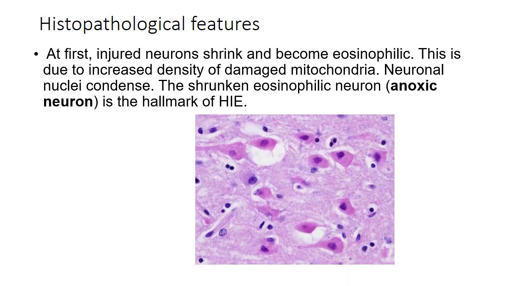So here you go. Let me highlight it with a laser pointer for you. Yes, here you go. You have this anoxic neuron, which shows a characteristic eosinophilic cytoplasm and a quite condensed nucleus. There is also a perineuronal edema that can be appreciated here.